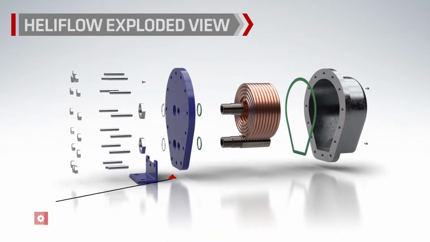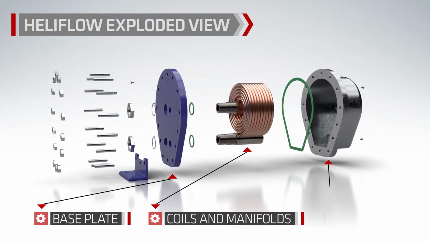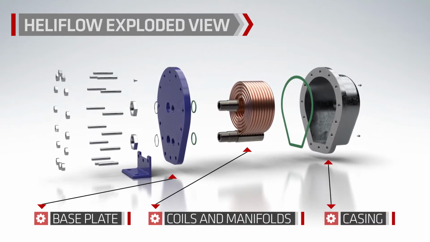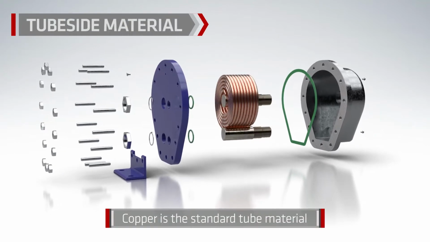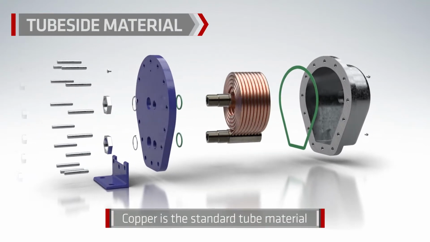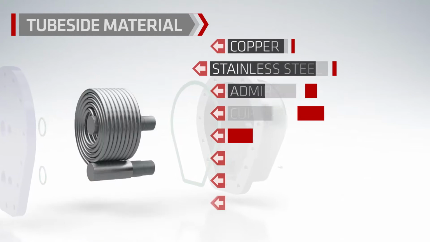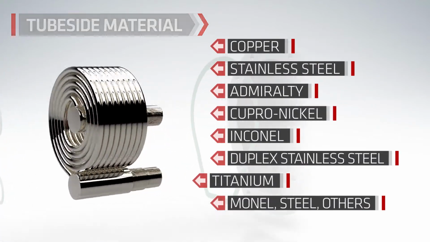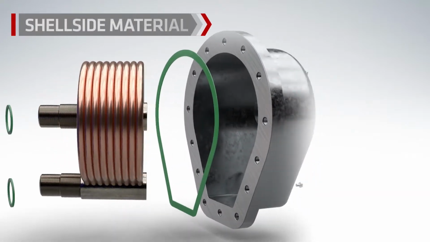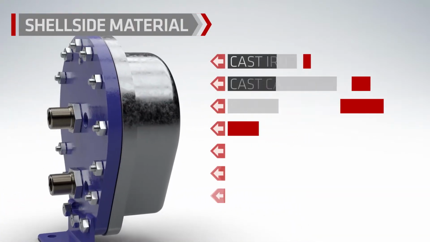Inside the Heliflow heat exchanger are the coil, the manifolds, the casing, and the base plate. Copper is the standard tube material of the Heliflow, but the tube bundle can be built in a variety of materials, including stainless steel, Admiralty, cupro-nickel, and titanium. You can also specify the shell side material to be compatible with your process.